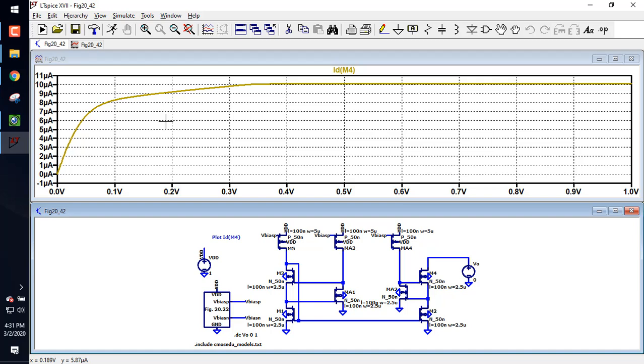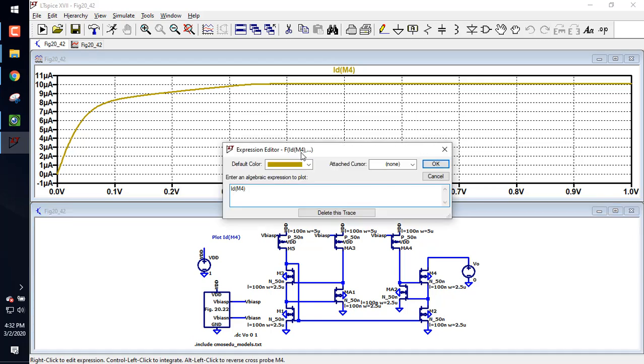Any questions? You see how complicated these circuits are getting now and the trade-offs that you have? All right, so let's just, for the heck of it, look at the output resistance.